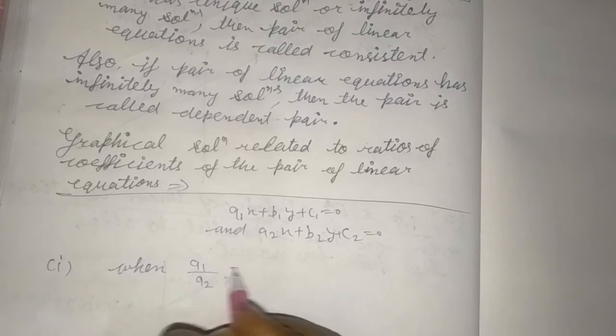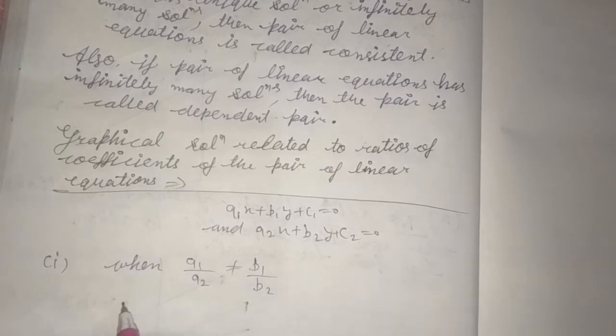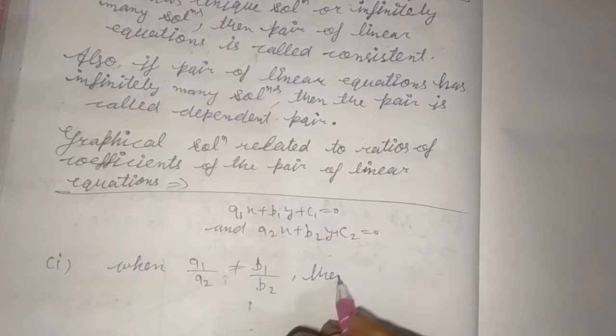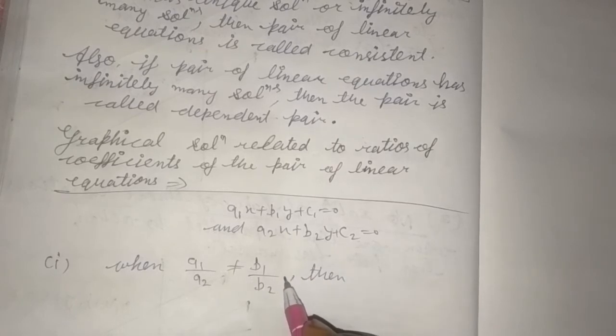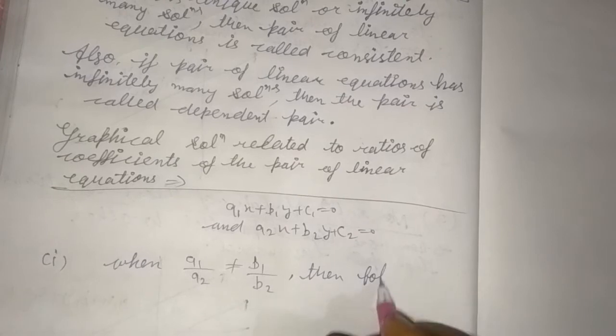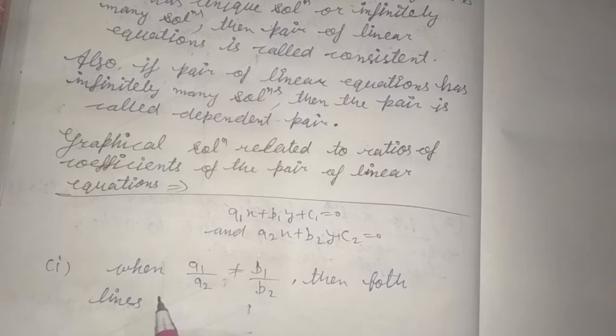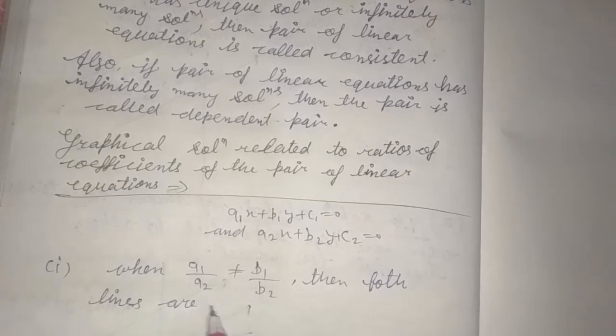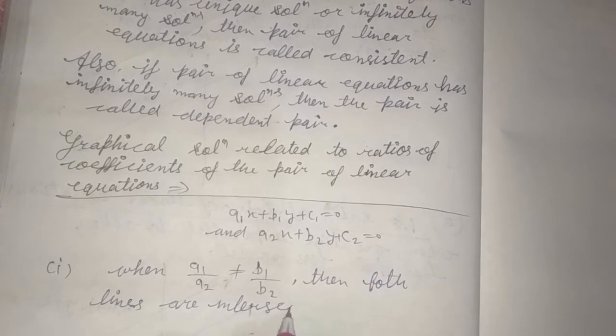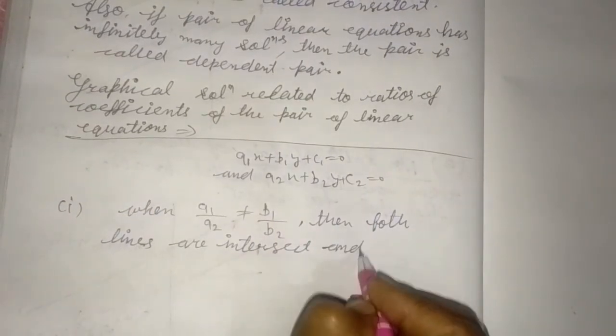First, when a1/a2 does not equal b1/b2, then both lines, which are straight lines, intersect and we get a unique solution.